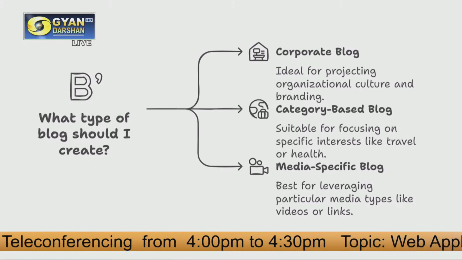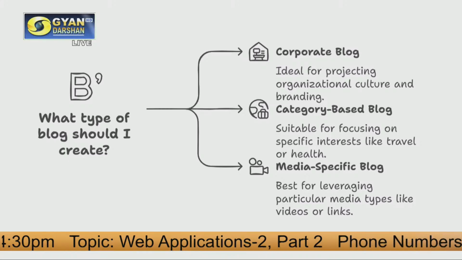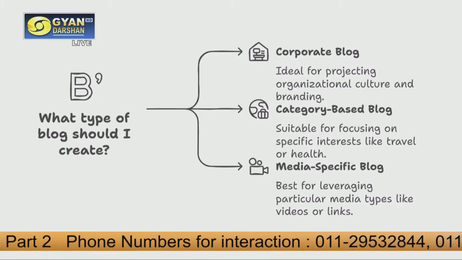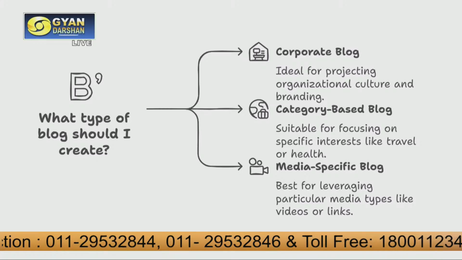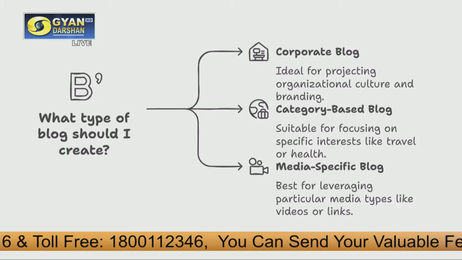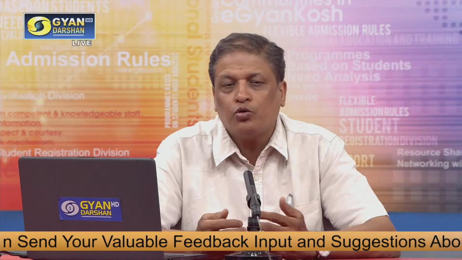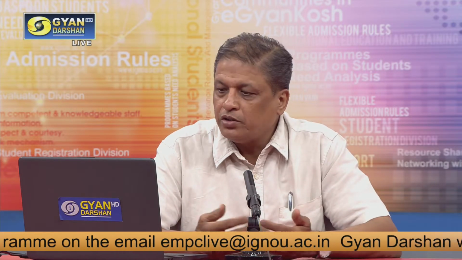What type of blog are you interested in? There can be a corporate blog, a category based blog, or a media specific blog. The fundamental difference between the three is that the corporate blog is ideal for projecting the organizational culture and the branding, whereas the category based blog is suitable for focusing on specific interests like travel, health, economy, finance, and so forth. And the media specific blog is best for leveraging particular media types like video links or news. You can have, say, a news channel, or you want to write an article, or you want to be a movie critic or whatever. You can express those things in the media specific blog.